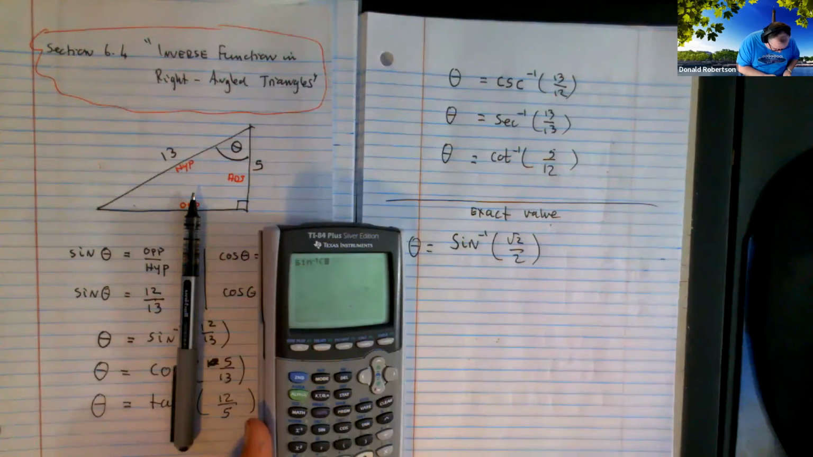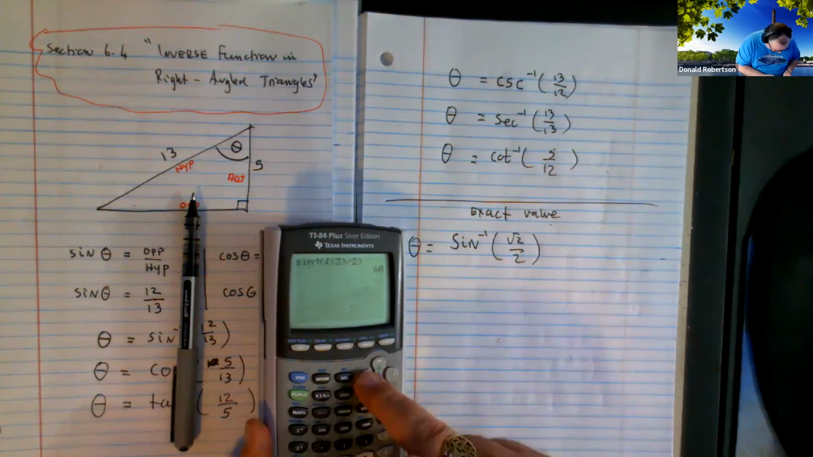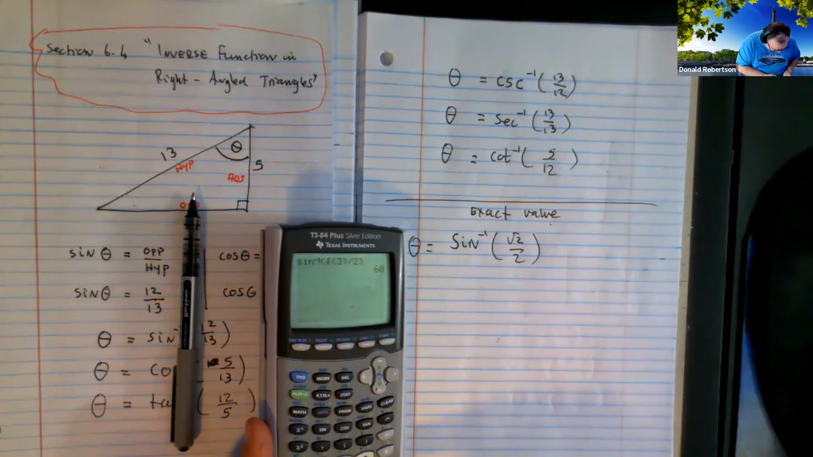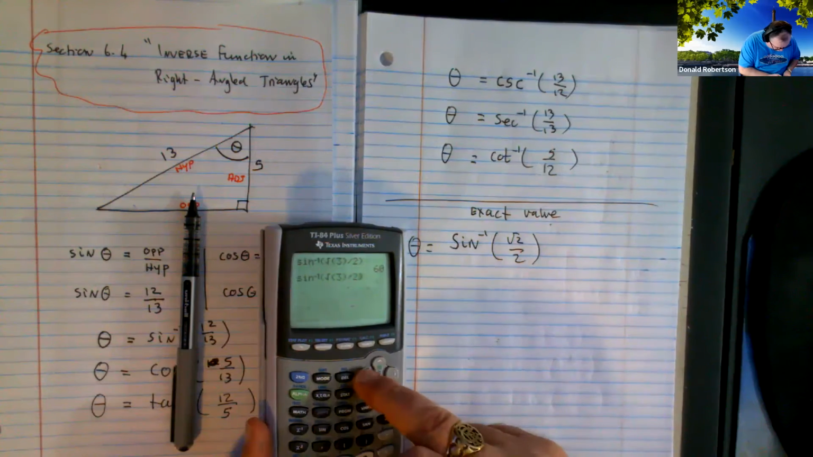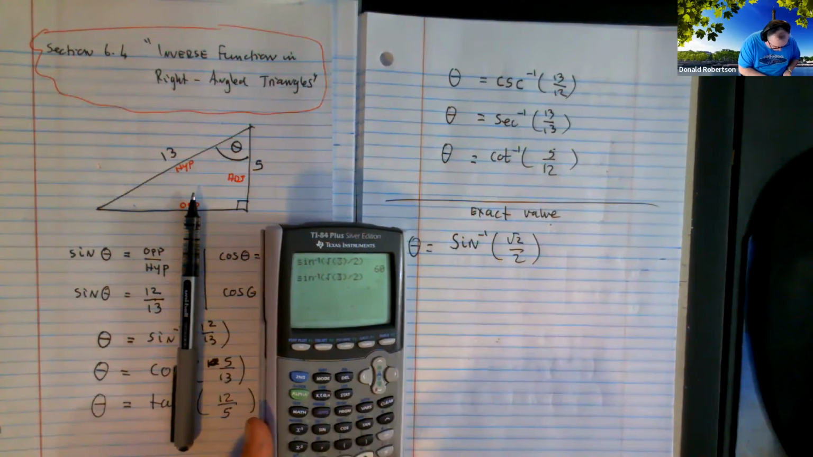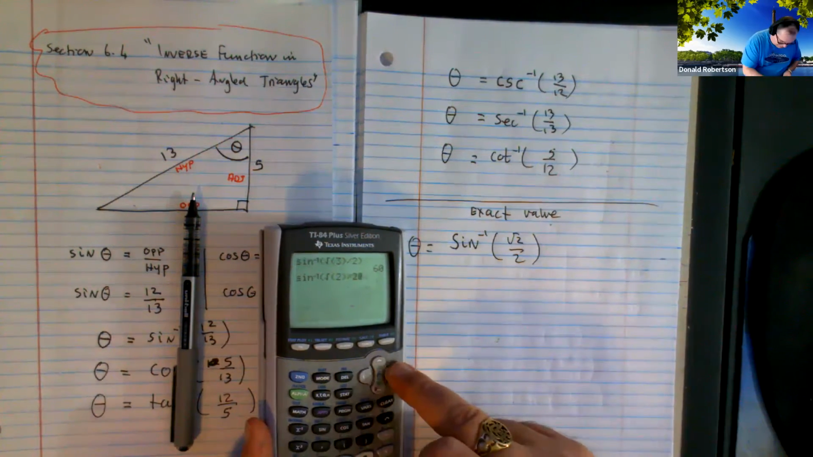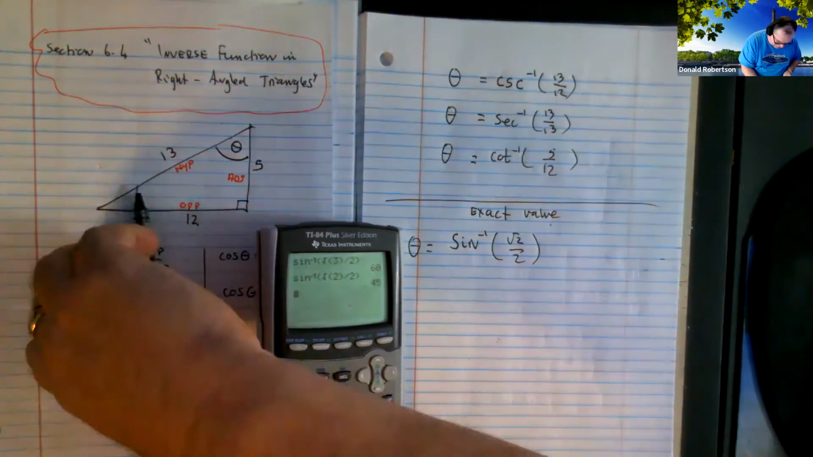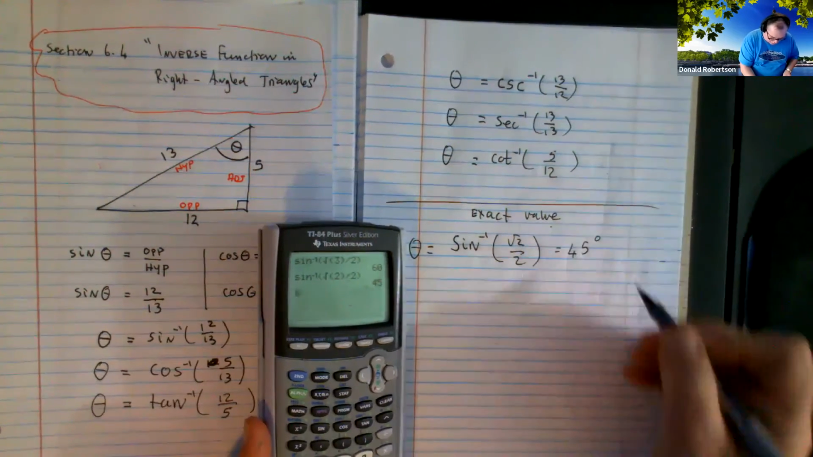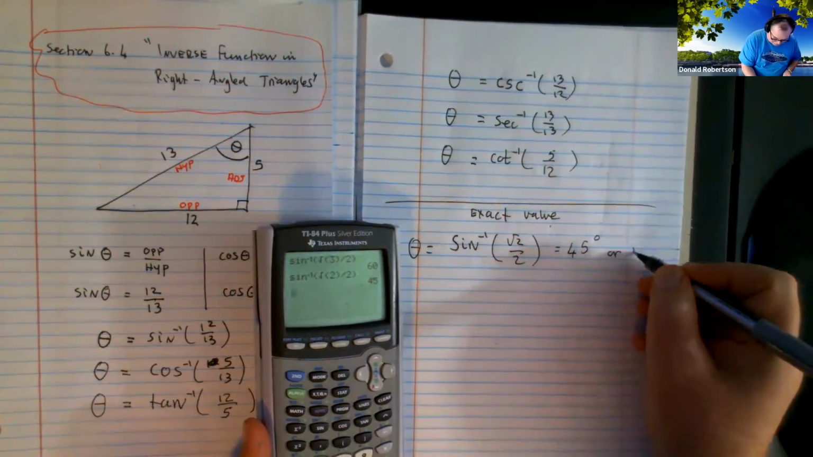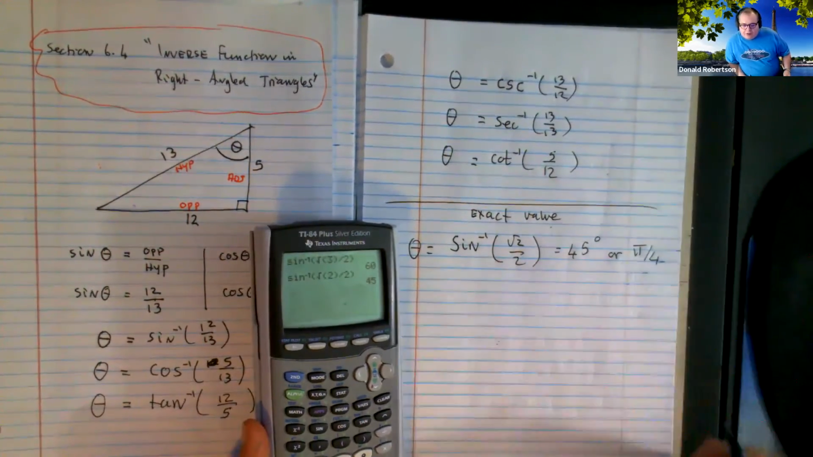It's going to be √2 divided by 2, and 45 degrees, oops, I put √3 for some reason. Well, that works as well. There, put it in. I meant to say √2 over 2, and the answer you get is 45 degrees, or if you prefer in radians, 5.4.